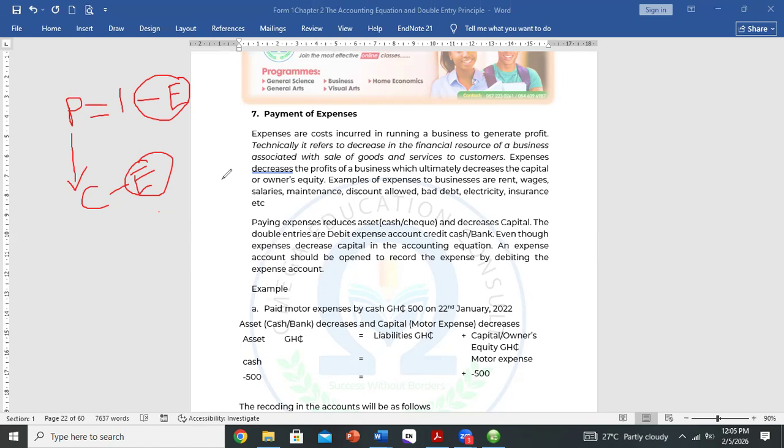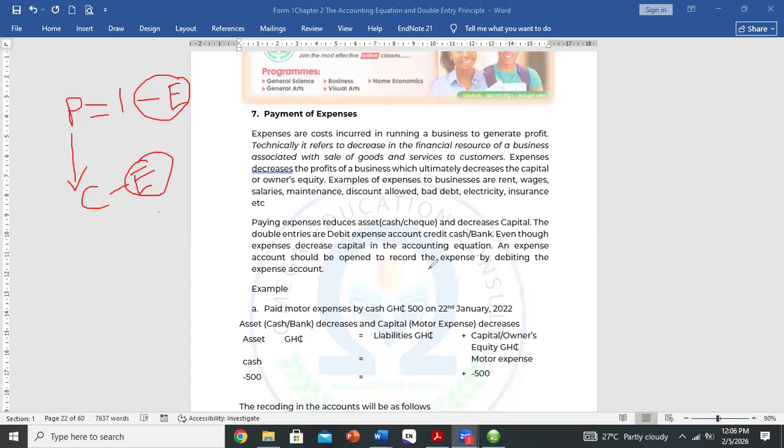Okay. There's no one sure way of applying the principle. You have to look at it from all the angles that I've exposed you to so that you can reliably record the transactions. So that explains why when you pay an expense like rent, you open the rent expense account, you debit it, and then you credit cash if it was paid with cash, or credit bank if it was with check.